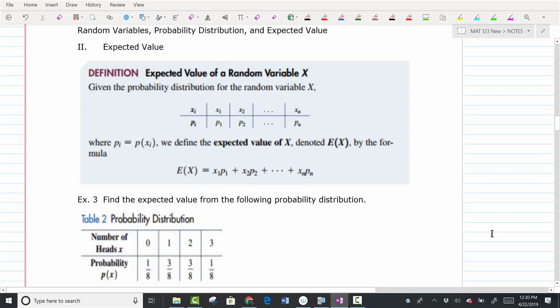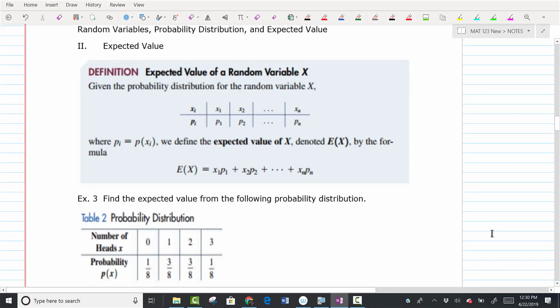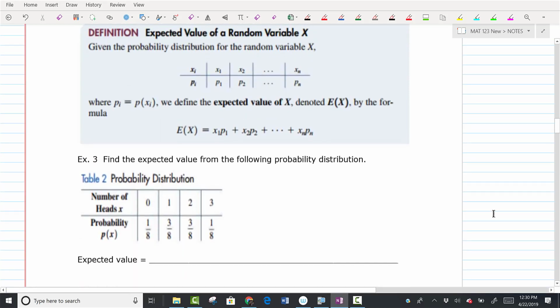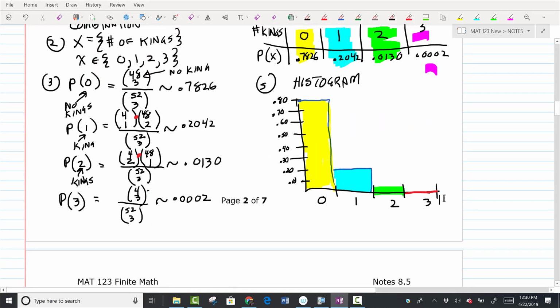And I'm going to show you how this expected value formula works, and then what it does for you. On these, you have some sort of probability distribution, and you're trying to crunch out what you're expected to get. Like on the last example, you would be expected to get no kings, right? I'll tell you what would happen if we did the expected value on this.